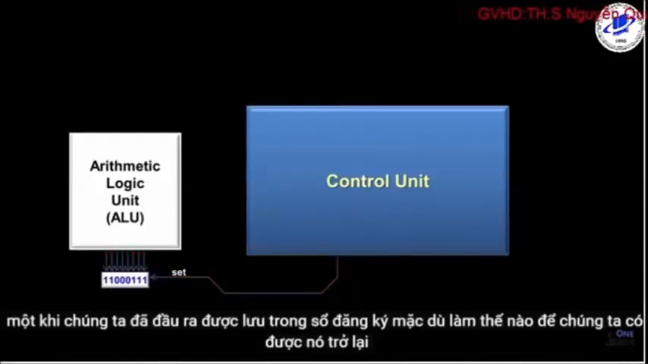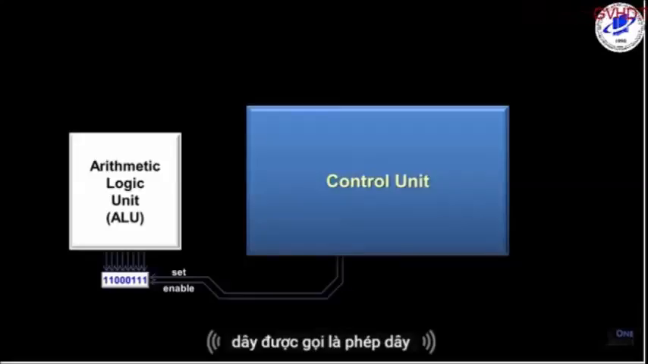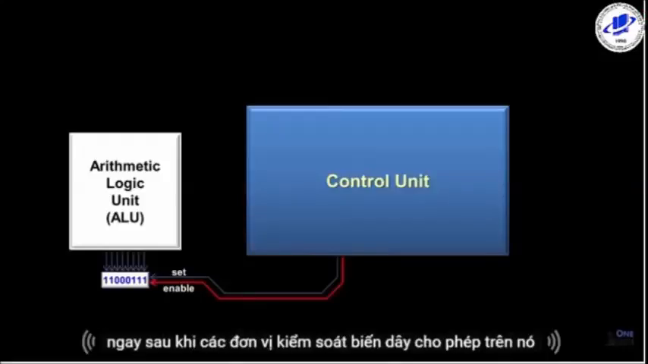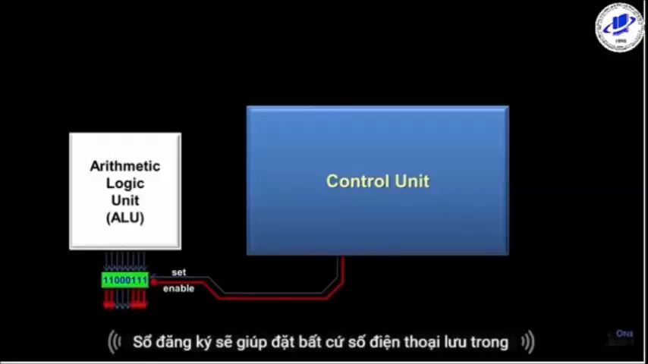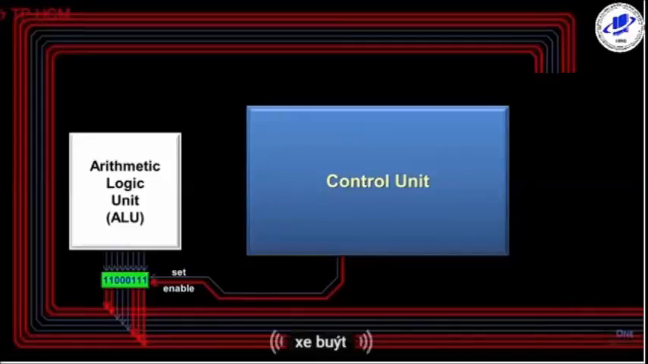Once we have the output saved in the register though, how do we get it back out? Well, when we are ready to move a number out of the register, we need another control wire called the enable wire that also runs from the control unit to the register. As soon as the control unit turns the enable wire on, the register will output whatever number is saved inside. The output wires of the register then connect to what is called the CPU bus.